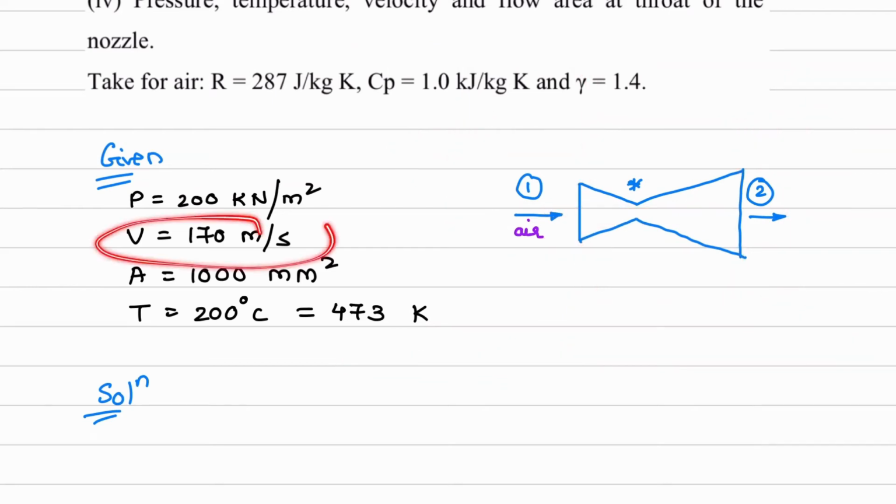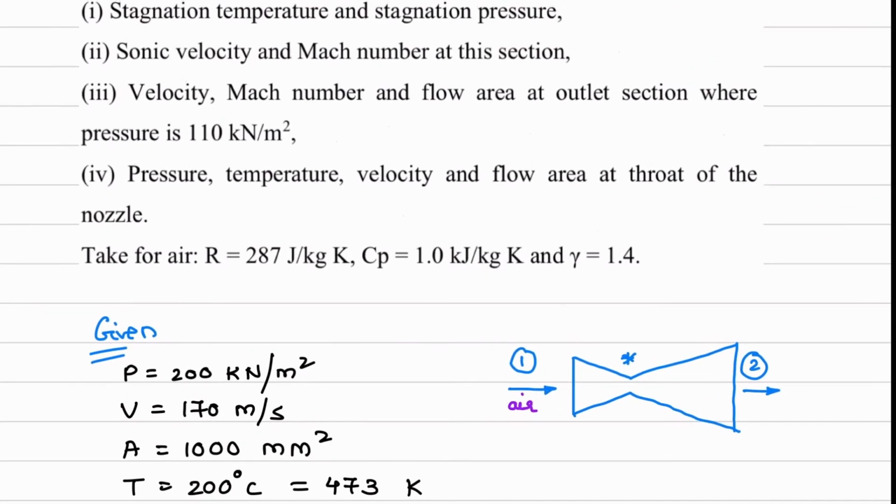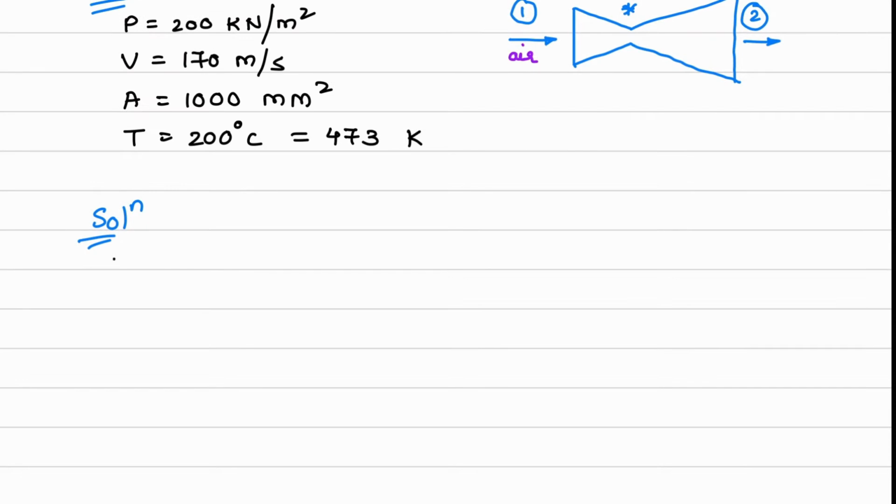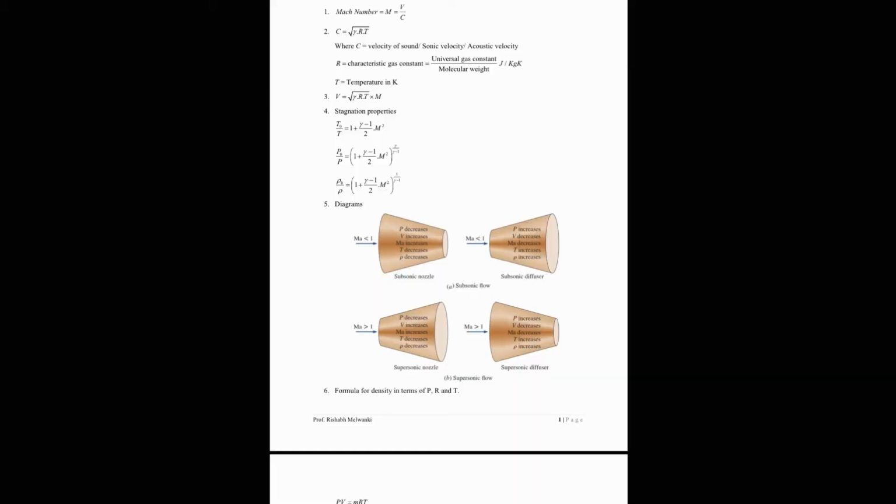So here already the velocity has been given. What we have to find, basically, is stagnation temperature and pressure. So we have to find T0 and P0. I'll write down over here: first question is, we have to find T0 and P0. Now can anyone tell me how I can find T0, P0? We have already seen how to find this. There are two methods. We can either use the T0 by T formula and the P0 by P formula, which is given in the formula list. I'll open the formula list.